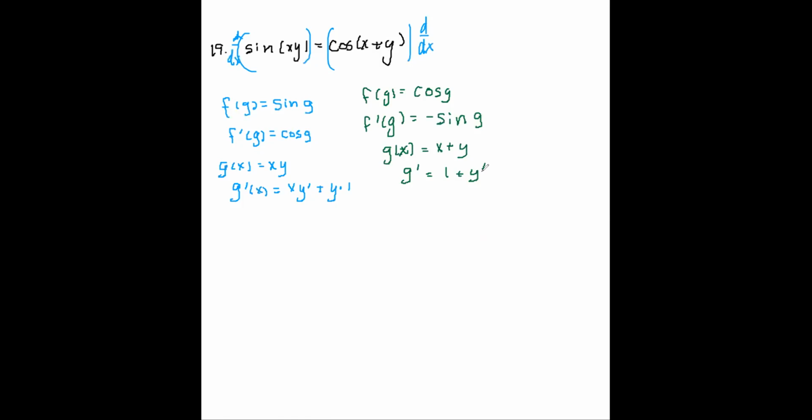Okay, so now that we have the components to find the derivatives of both of these, let's actually do it. This is going to be cosine of xy times (x y prime plus y), and I'm going to put this parenthesis here because I have an addition here, and so that cosine will have to be distributed later on. This is equal to negative sine of (x plus y) times (1 plus y prime).